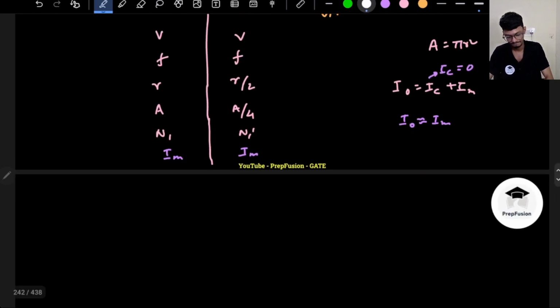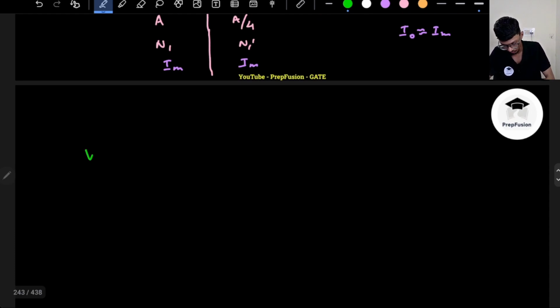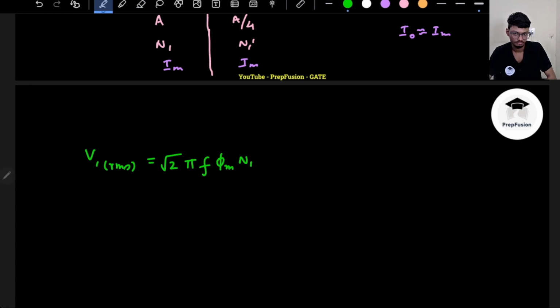So what is the voltage equation? The voltage equation: V1 RMS is equal to root 2 pi f phi m n1. This is my V1 RMS.